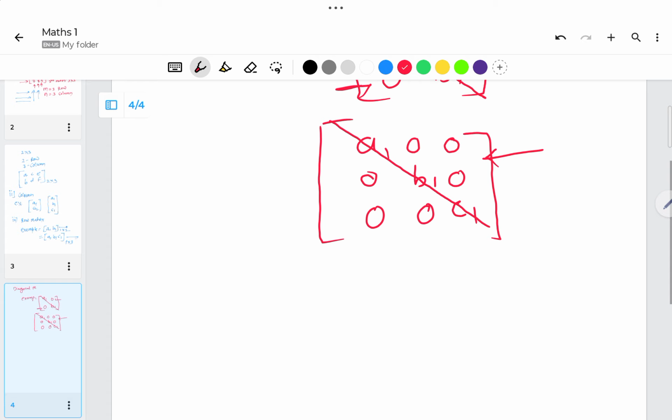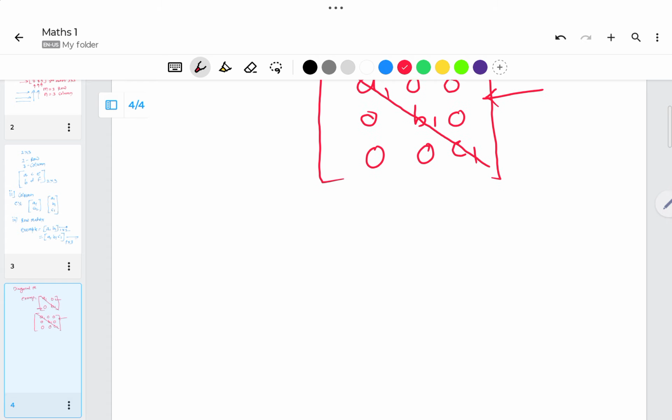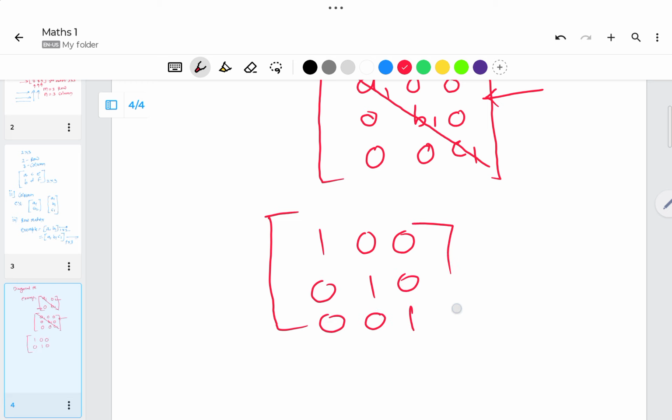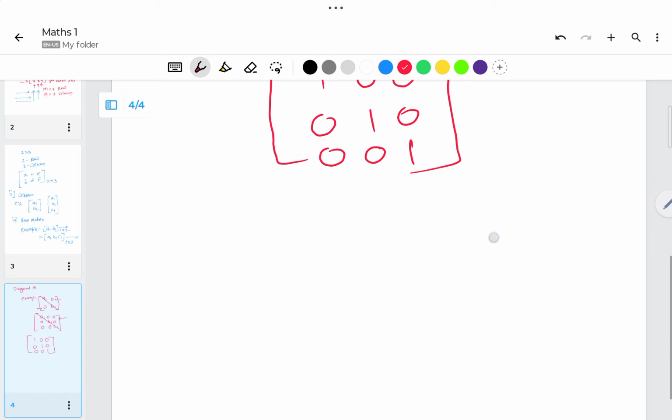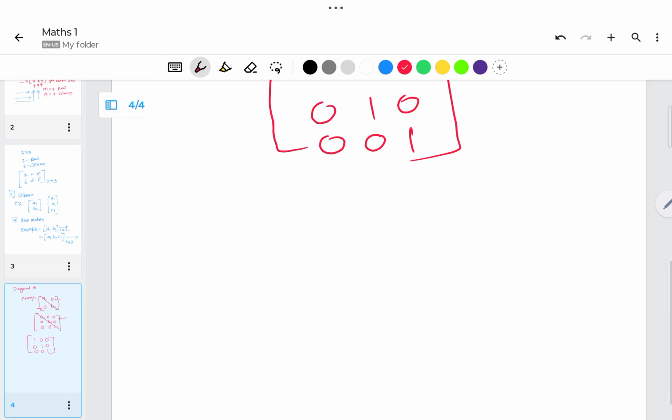So next one is, I can give different examples also. If I write it like this, 1 0 0, 0 1 0, 0 0 1, this is also called a diagonal matrix. Then next, unit matrix. So the diagonal elements are one. So what I've written here is also a unit matrix.